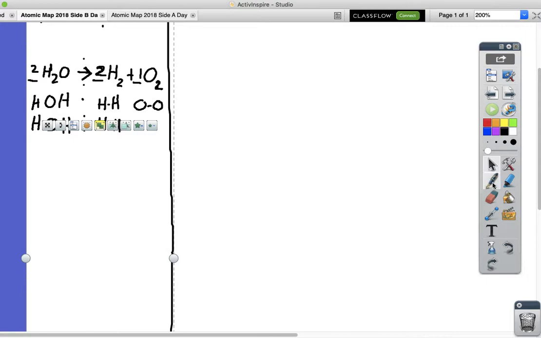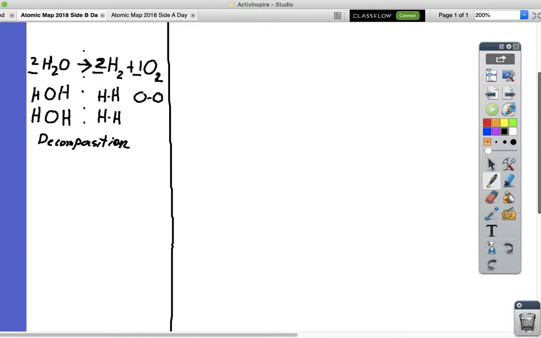Decomposition. Alright, so we got decomposition. And now we're going to introduce some new reactions today. We're going to do 2 more.